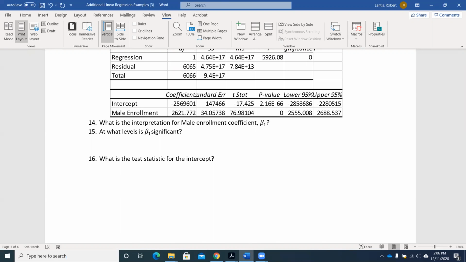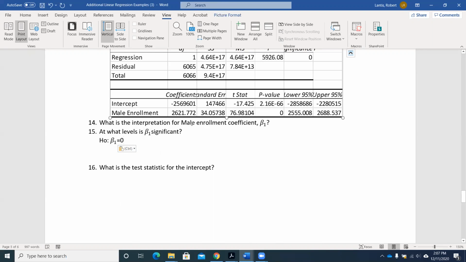When we think about what we're doing, we start out with this null hypothesis that the slope coefficient is equal to 0. I call it B here, call it beta. We start out assuming that beta 1 is equal to 0. If we can reject this, we're rejecting that there's no relationship, or we found evidence that there is a significant relationship between male enrollment and football revenues.